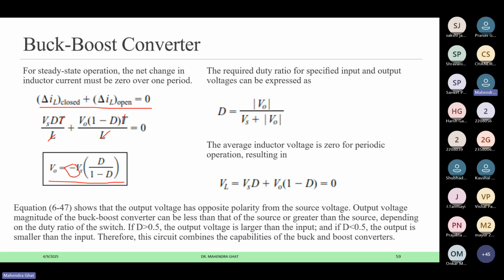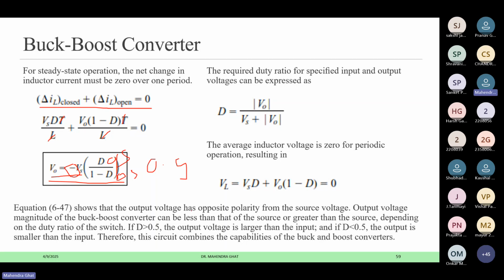Now if I put values of D from 0 to 1: if D is equal to 0, the numerator becomes 0 and the output voltage is 0. If I put the value of 1, 1 minus 1 is again 0, so it is giving infinite. If I put 0.5, so D is equal to 0.5, here you are getting 0.5, 1 minus 0.5 is again 0.5, so 0.5 divided by 0.5 is 1. So you are getting the output voltage equal to minus VS.